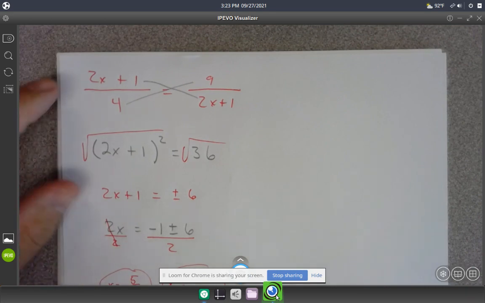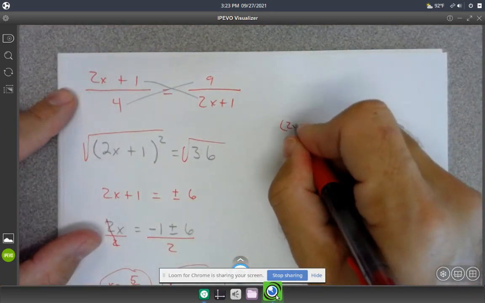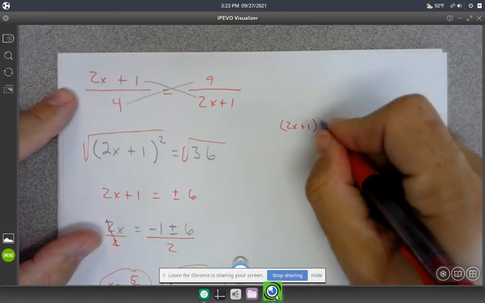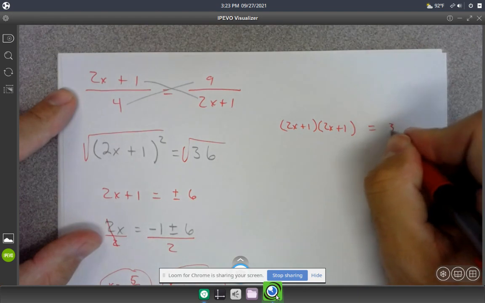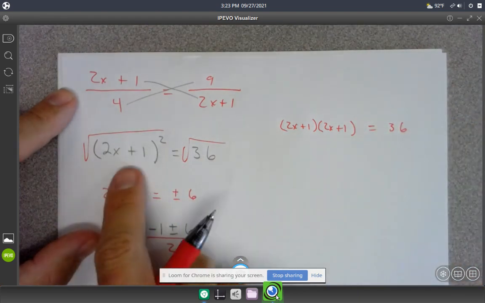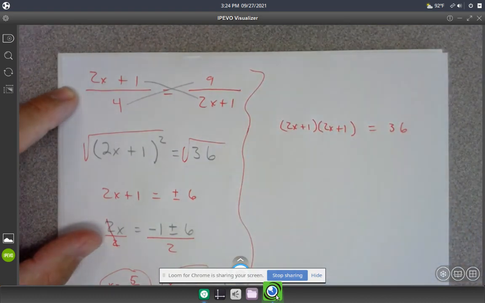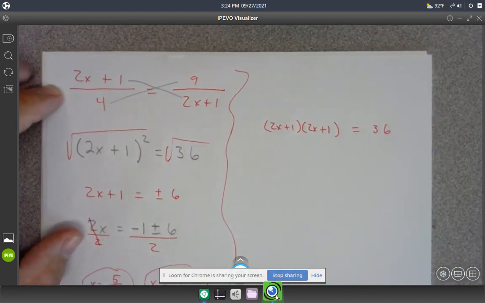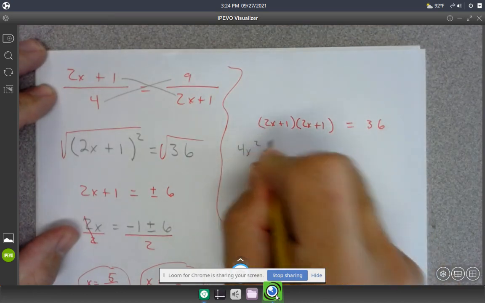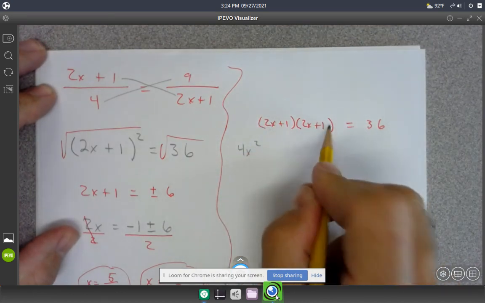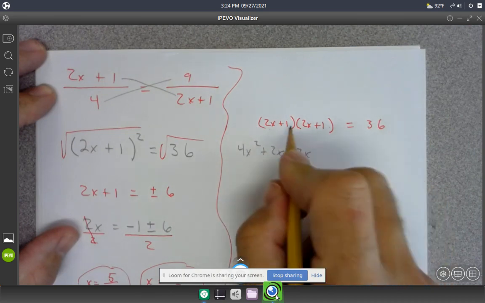Okay, so when I cross multiply, I'm going to get 2x plus 1 times 2x plus 1 equals 36, the same thing I had earlier. But this time I'm actually going to FOIL this out and multiply it out. So 2x times 2x is 4x squared. We're going to get a 2x. We're going to get another 2x. And then 1 times 1.